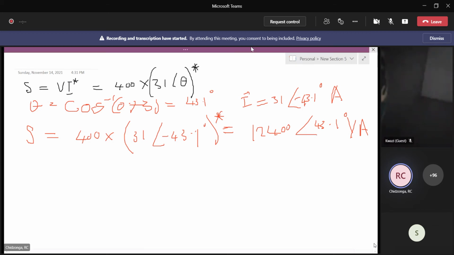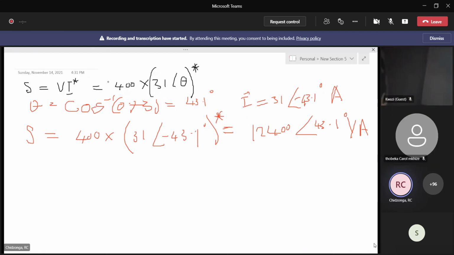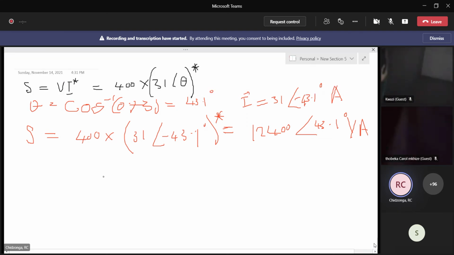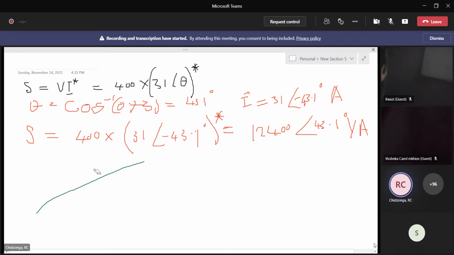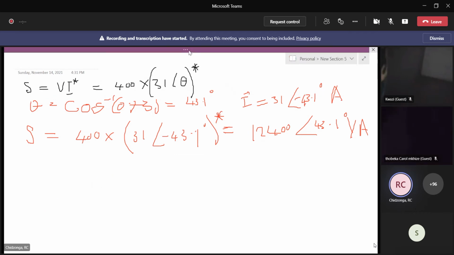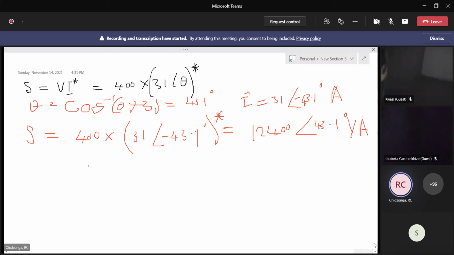Okay, all right. So now this here is the apparent power. So now we are going to draw the power triangle. So this is my very bad straight line. Should be better than that. Let me try again.